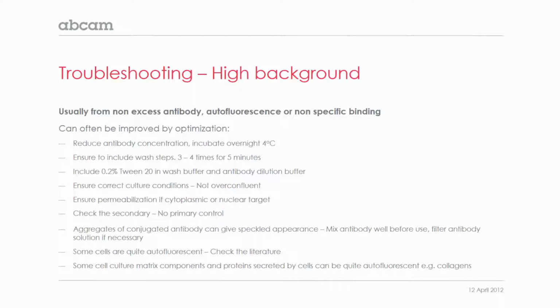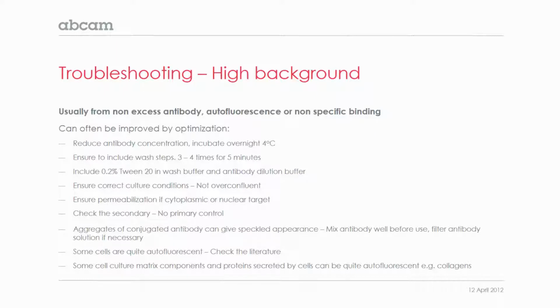Make sure you're incubating overnight at 4 degrees. Ensure that you're including wash steps. Wash 3 to 4 times for 5 minutes at each wash step. And make sure you include a mild detergent like 0.2% Tween in the wash buffer and antibody dilution buffer. Again, you want to check that you have the correct culture conditions and that the cells were not overconfluent.